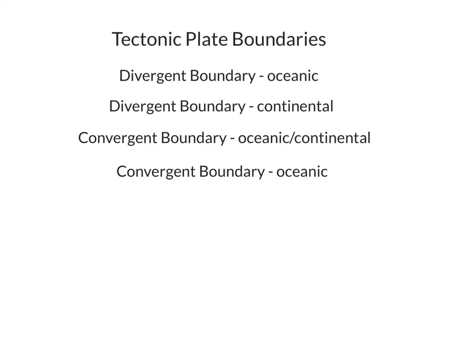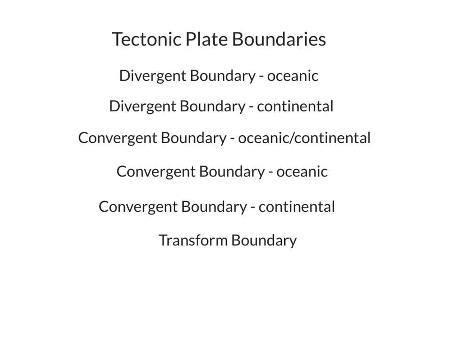The fourth type is another convergent boundary. This time only oceanic crust is involved. The fifth type is another convergent boundary, this time with two continental pieces of crust. And the sixth and final type of boundary is a transform boundary, which, remember, it doesn't matter if it's continental or oceanic, they both result in fault lines and earthquakes.